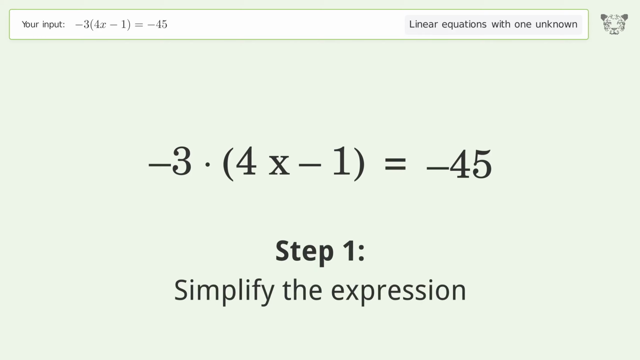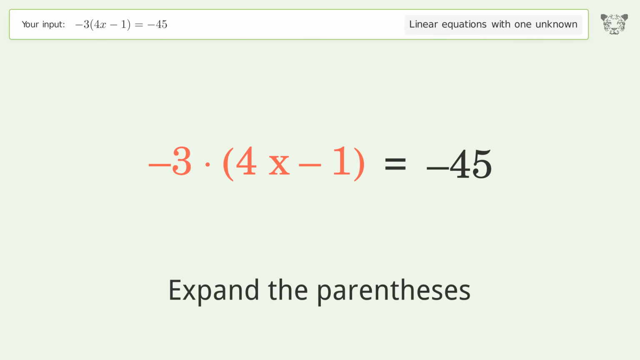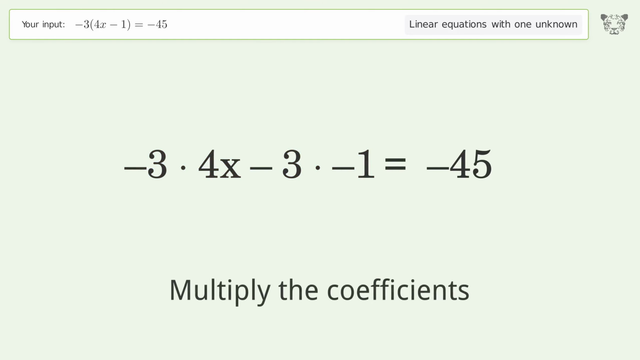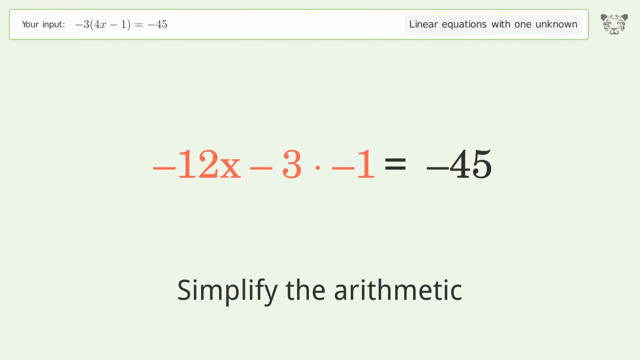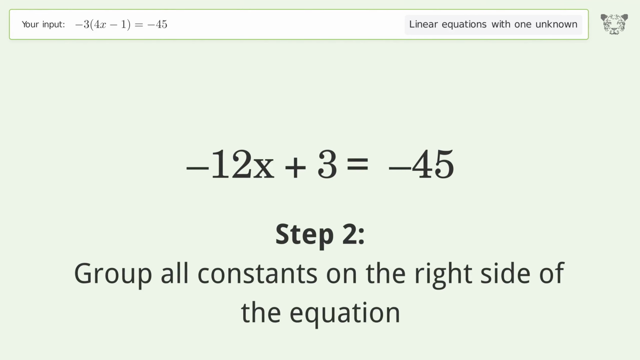Simplify the expression. Expand the parentheses. Multiply the coefficients. Simplify the arithmetic. Group all constants on the right side of the equation.